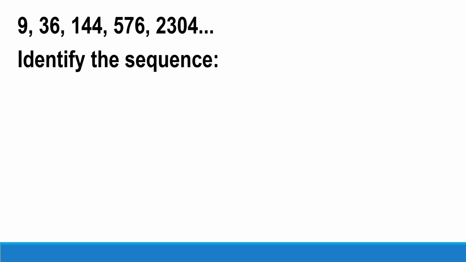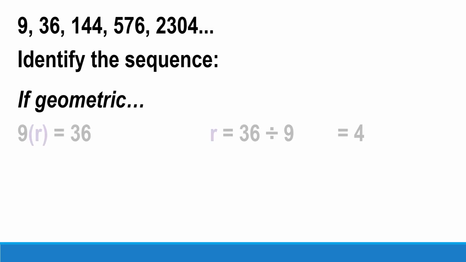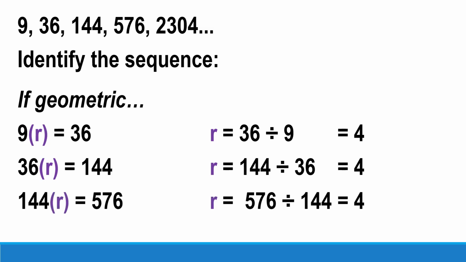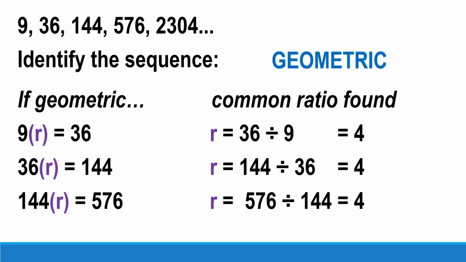If we were to assume the sequence was geometric, then remember that we would need to find a number that we would multiply to each of the terms to get to the next term. So 9 times r would have to equal 36. The common ratio would then be 4, and it would need to be 4 throughout the terms. 36 times 4 gives you 144. 144 times 4 gives you 576. There is a common ratio, and therefore this is a geometric sequence.